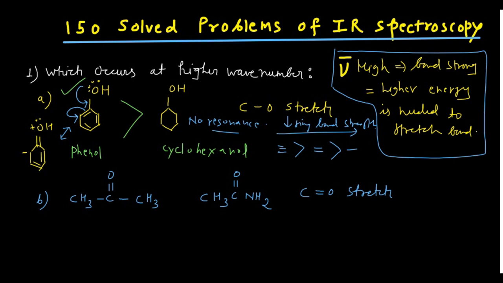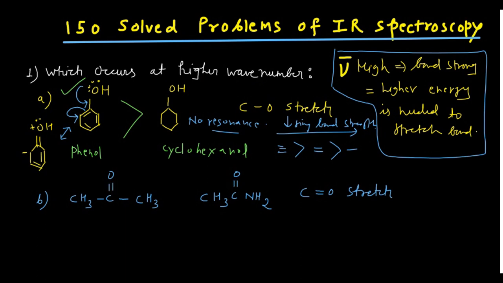Problem 2 actually, right? So this is your problem 2. I have written B here. This is your acetone, this is your acetamide, and you have to find the carbon double bond oxygen stretch, which would occur at the higher wave number. I am not going to tell you the wave number exactly because it has not been asked.